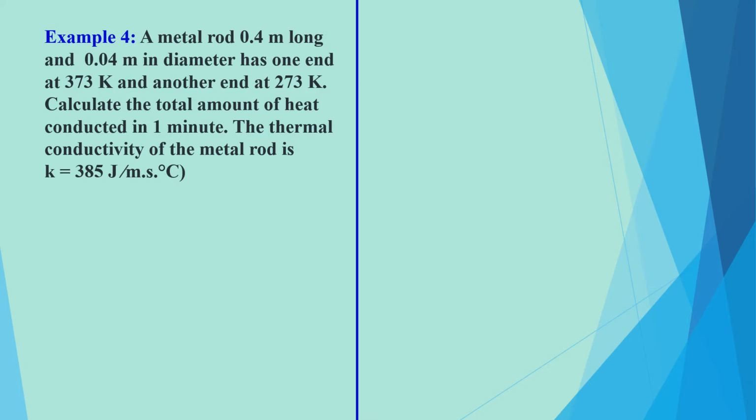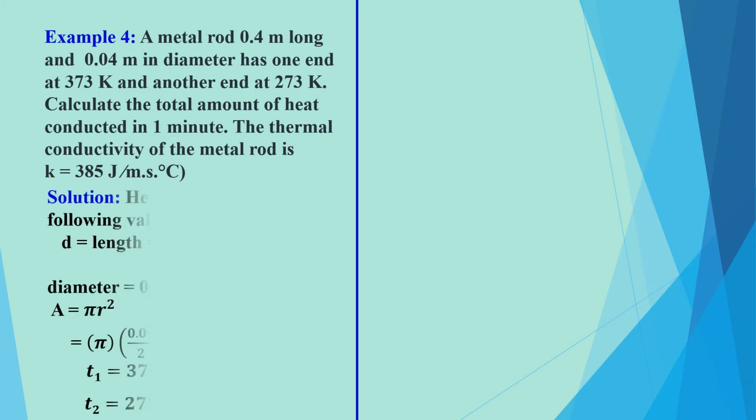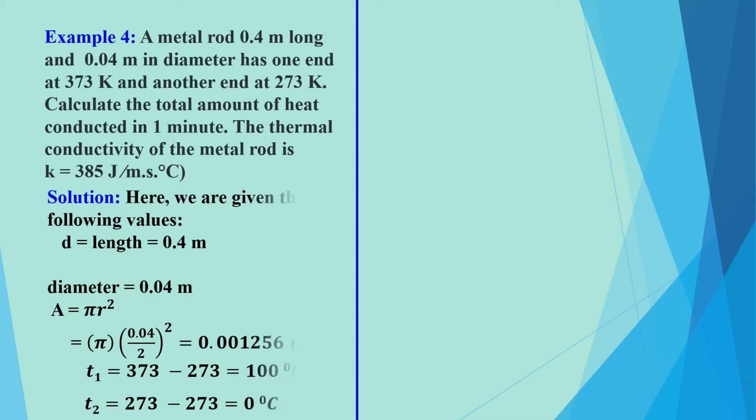Example number 4. A metal rod 0.4 meter long and 0.04 meter in diameter has one end at 373 Kelvin and another end at 273 Kelvin. Calculate the total amount of heat conducted in 1 minute. The thermal conductivity of the metal rod is K equals 385 joules per second per meter per degrees Celsius. Here we are given the following values. Our thickness D is the length of the metal rod, which is 0.4 meter. The diameter is 0.04 meter.